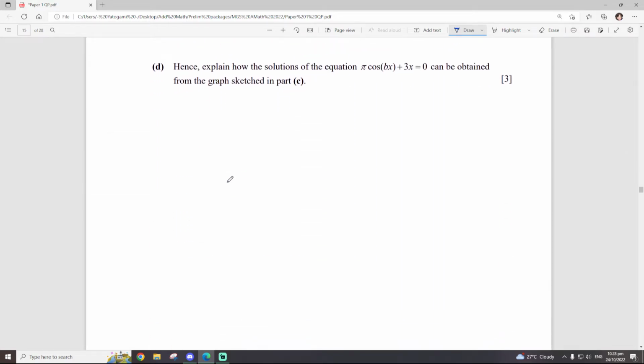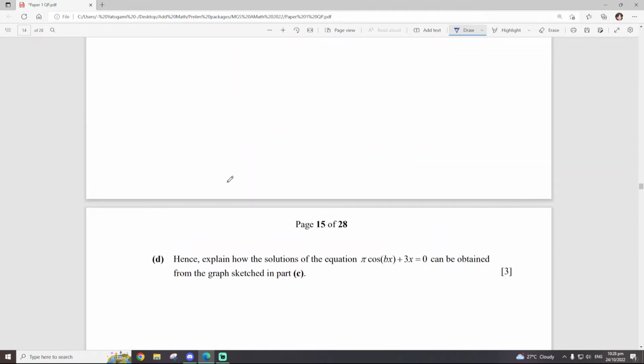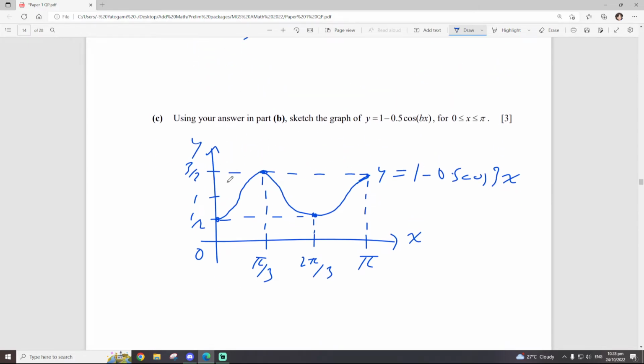Explain how the solutions of this equation can be obtained. So there's clearly going to be some sort of relationship.